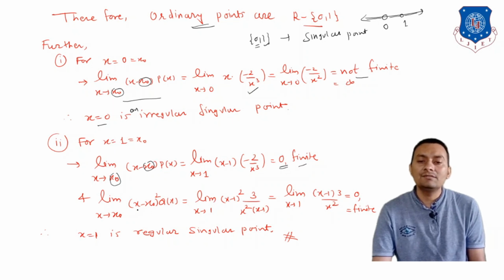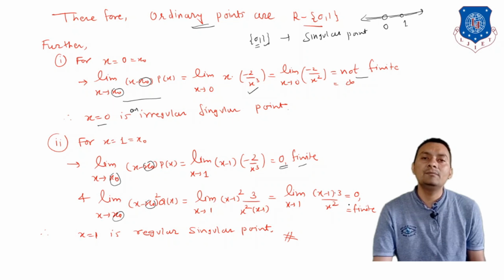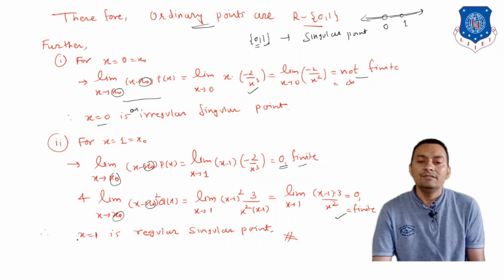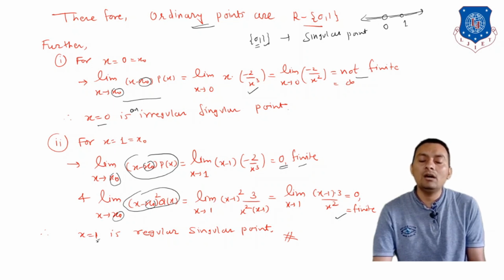But what about the other function? Let us take x0 is equal to 1, and after simplifying we are going to get x minus 1 times 3 divided by x square. After taking the limit, again we are going to get the same limit, that is 0, and again it is a finite quantity. Therefore we can say that both of these functions are analytic at the point x is equal to 1, and therefore it is going to be a regular singular point.